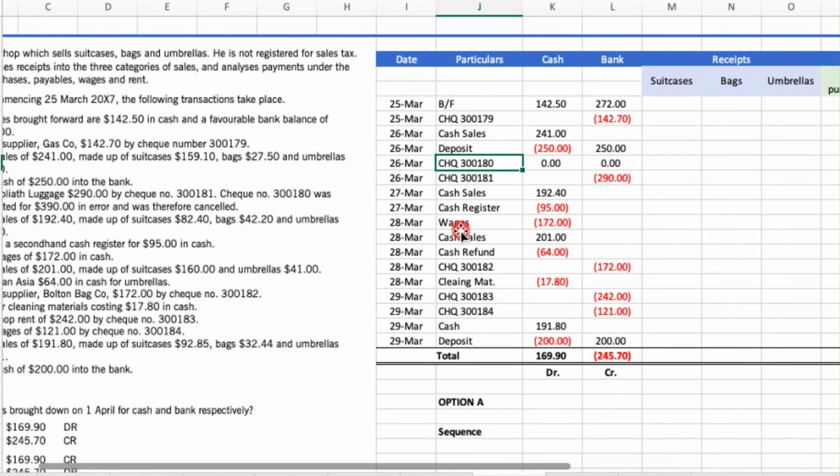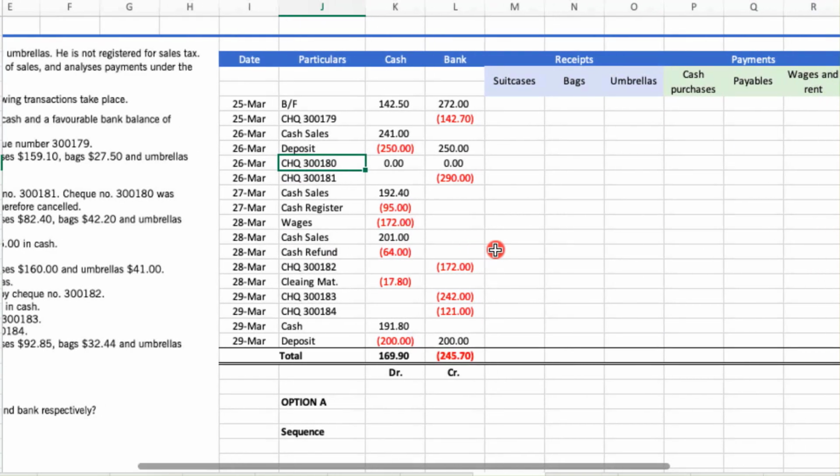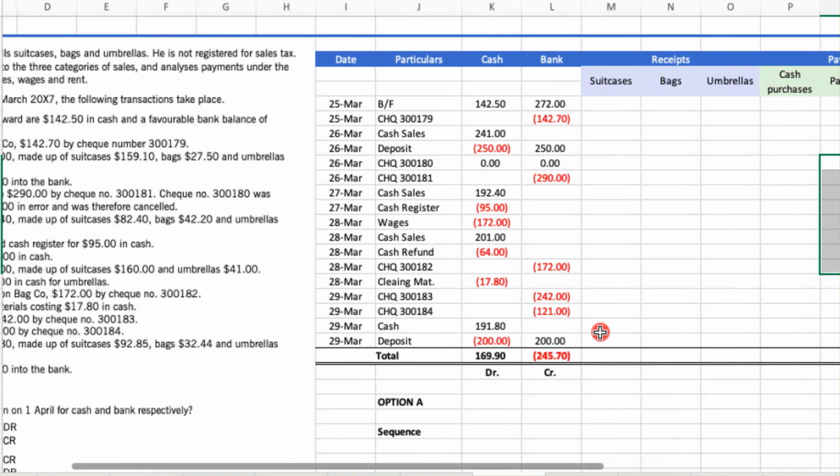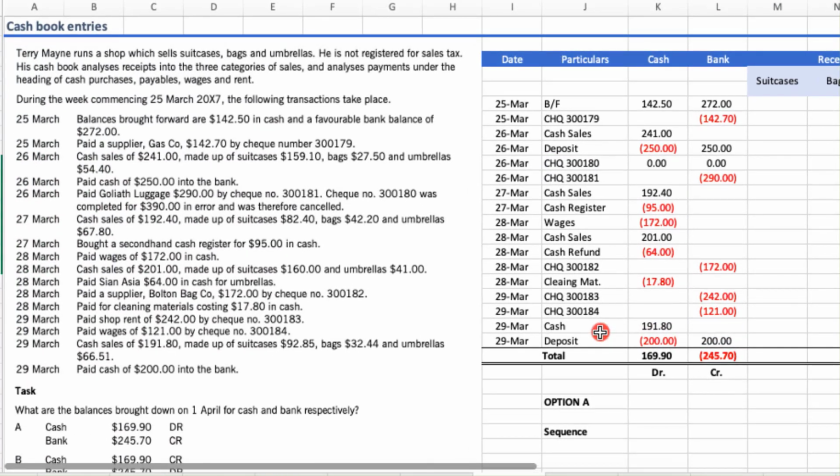Again, there are some figures which we need to analyze here for receipts and payments. You can also do that analysis as well. That will be pretty simple and straightforward. So I hope you are clear with this.